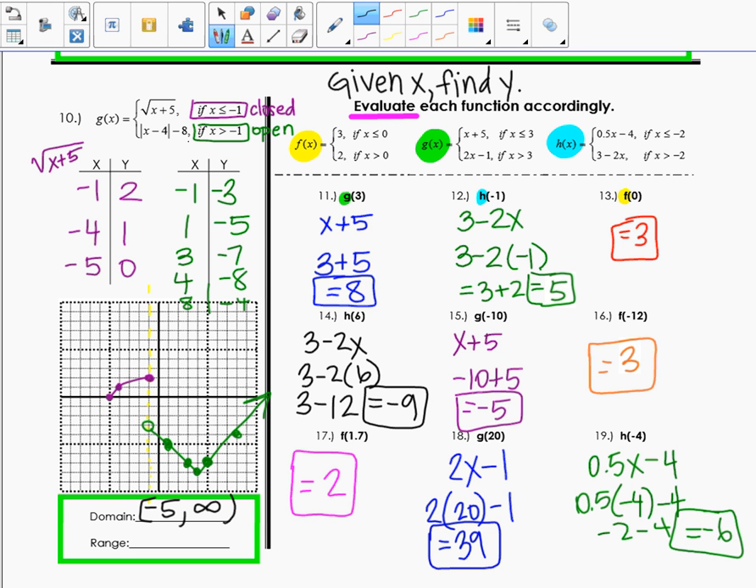And then your range, okay, well here our minimum value on our absolute value graph is at a y of -8. So the smallest value we're going to have is -8. And then here there is a gap, but it's covered over here. This will go on forever. So it's -8 to infinity.